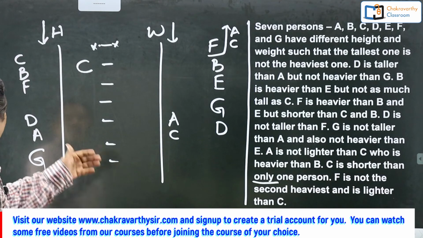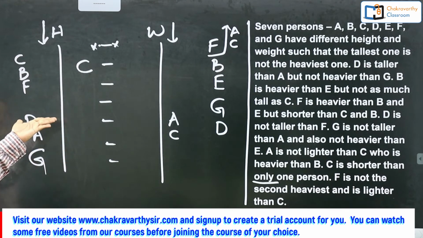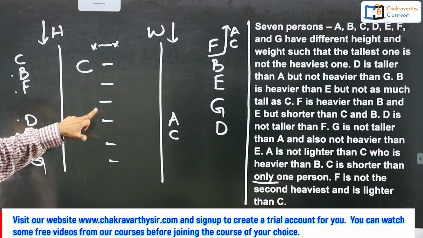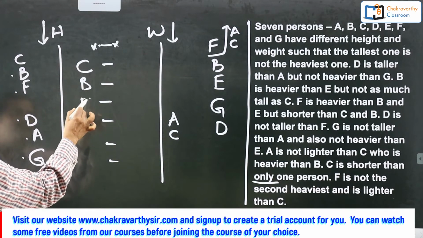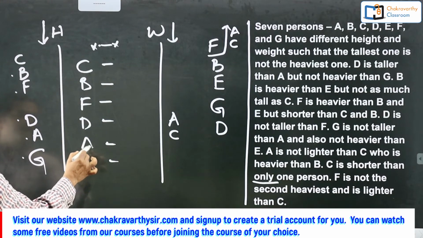Next information what they have given, or else directly you can go for this one, students, in this way. Below C, how many persons should be there according to this connectivity? 1, 2, 3, 4, 5. Five must be there. Here how many are there? 1, 2, 3, 4, 5. Directly you can take this one. It should be B. There is no other way. F, D, A and G.